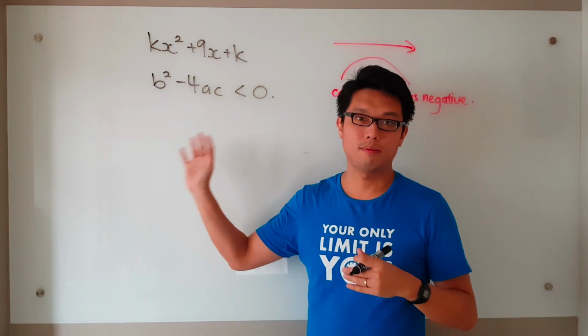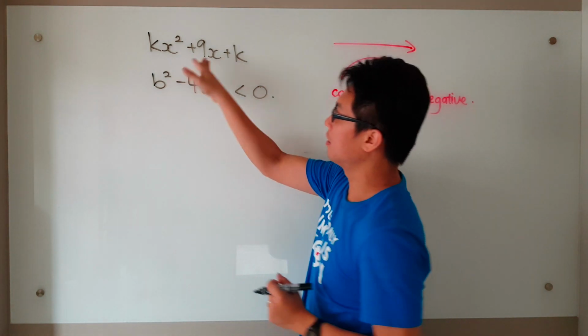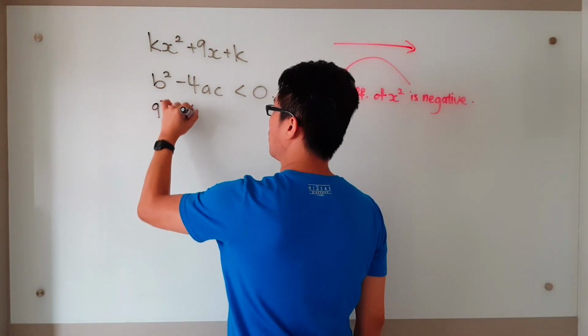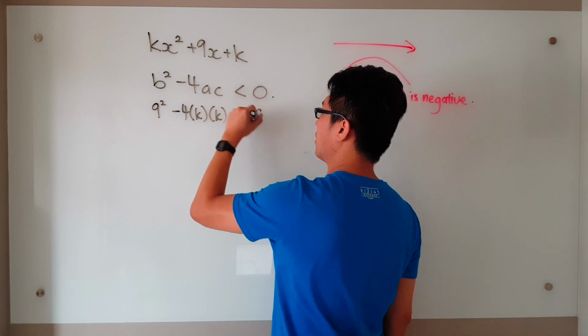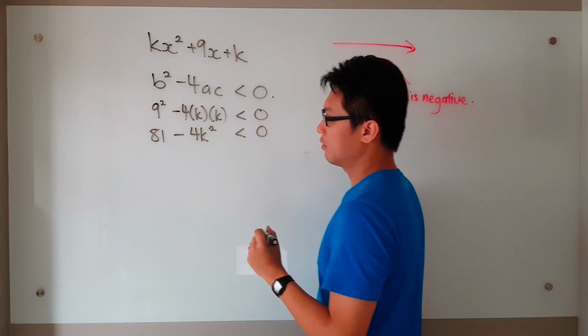From here onwards, substitute, solve, and we'll see what we get. Okay, b is 9, so we have 9 squared minus 4k. Well, how boring. Okay, simplifying, we have 81 minus 4k squared less than 0.